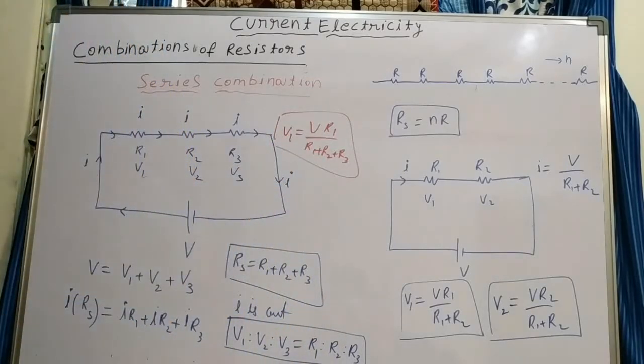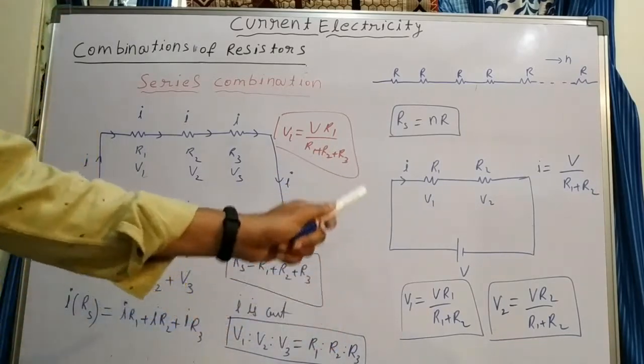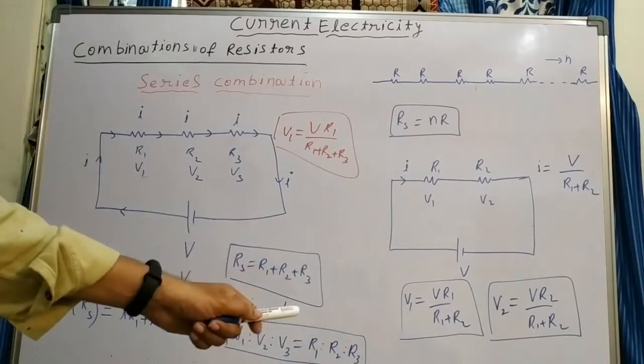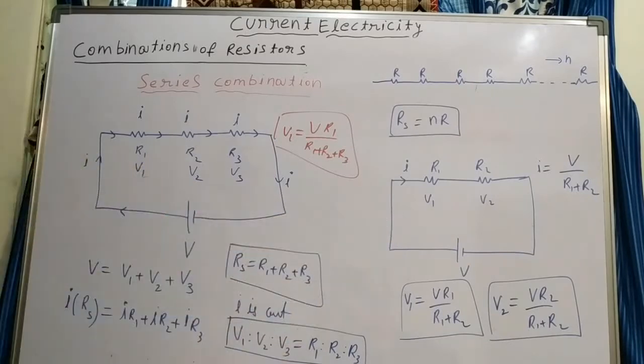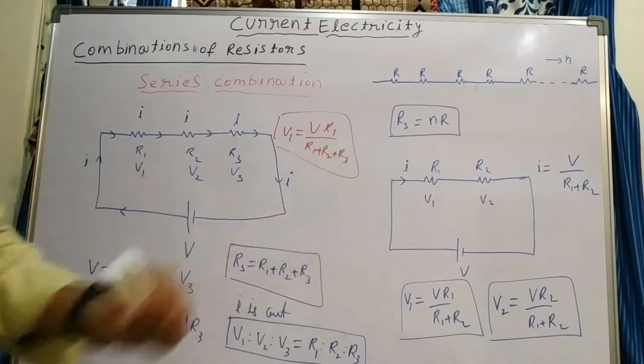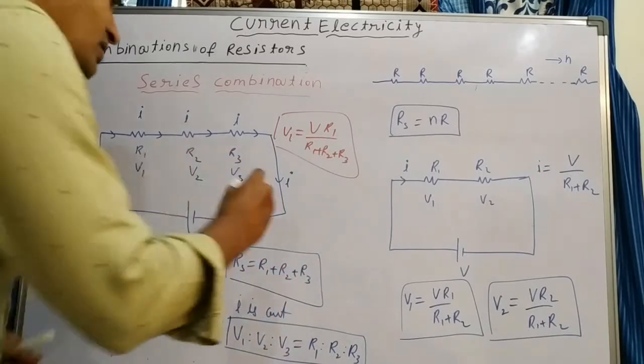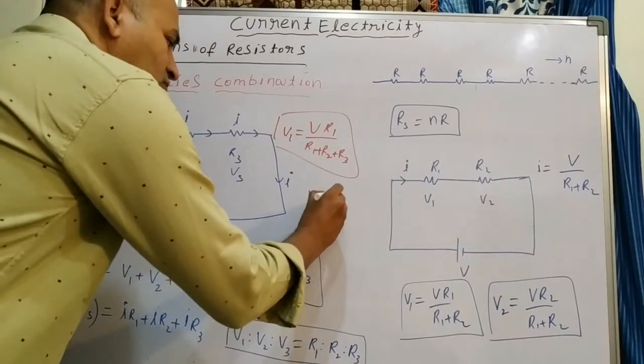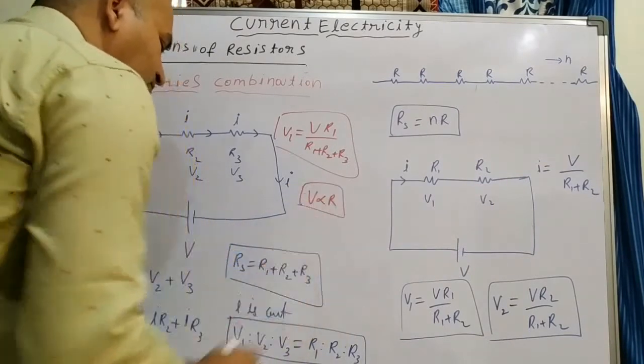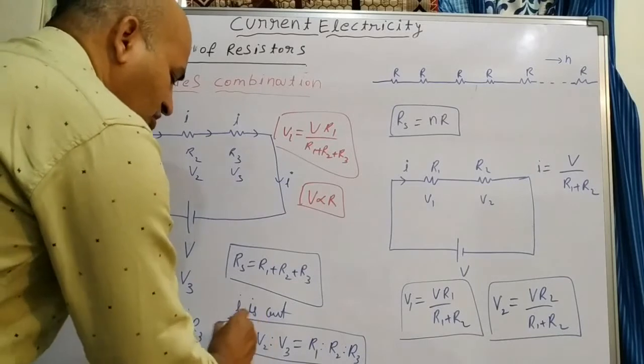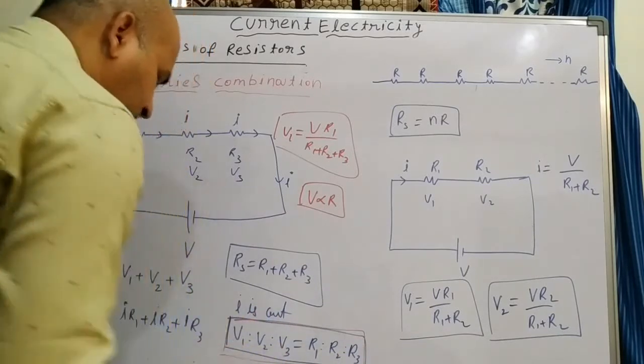Okay, in series combination current is constant and potential is divided. How is potential divided? According to the ratio of their resistance, directly proportional to R. So we can use here V is proportional to R. We get relations like this, the potential ratio.